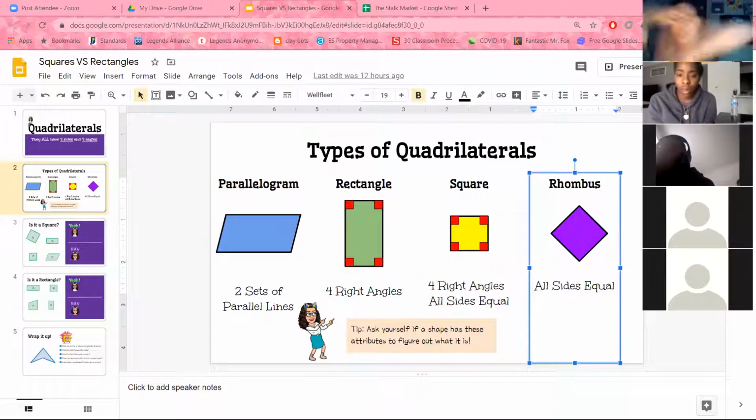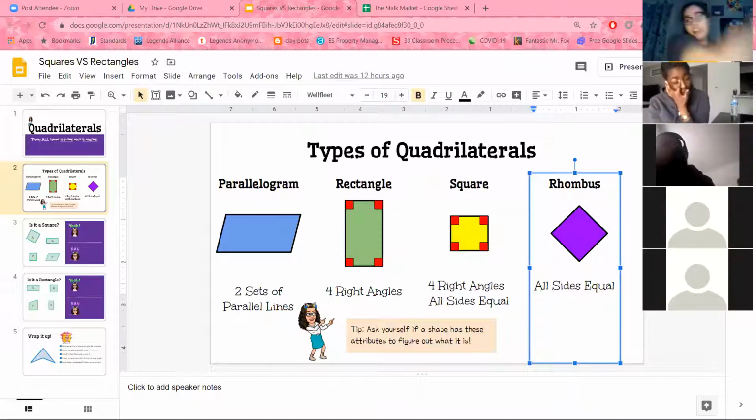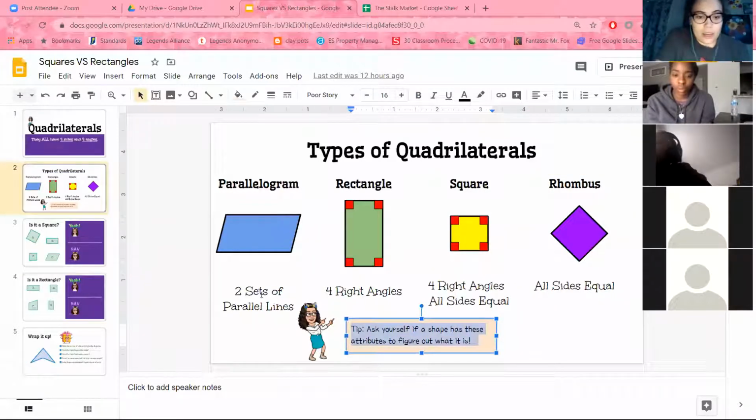A lot of these can go on top of each other. Squares can be rectangles, but they can also be rhombuses. Squares, rectangles, and rhombuses can be parallelograms. They all kind of go on top of each other. So we're going to ask ourselves if a shape has these attributes to figure out what it is. Let's go over the attributes.